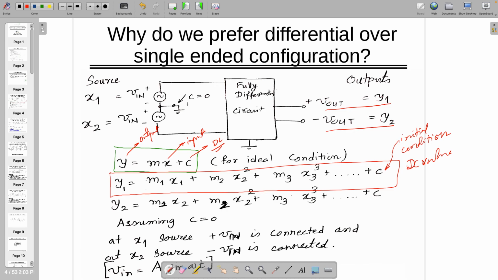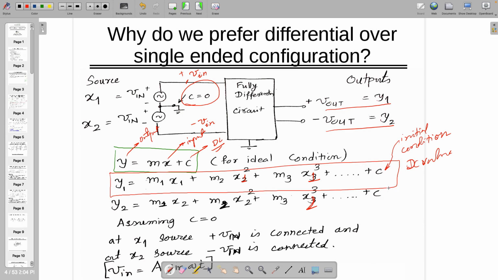Whatever situation I kept over here does not have any value of C. But if you look at both the sides, here plus V in is going and here minus V in is going. We are doing this for some reason, right? That is called differential. Differential is all about being 180-degree phase shifted to each other. So if plus V in and minus V in are there, y1 is equal to m1 x1 plus m2 x1 square, x1 cube and so on and so forth, and in the same way for x2 square, x2 cube and so on and so forth.